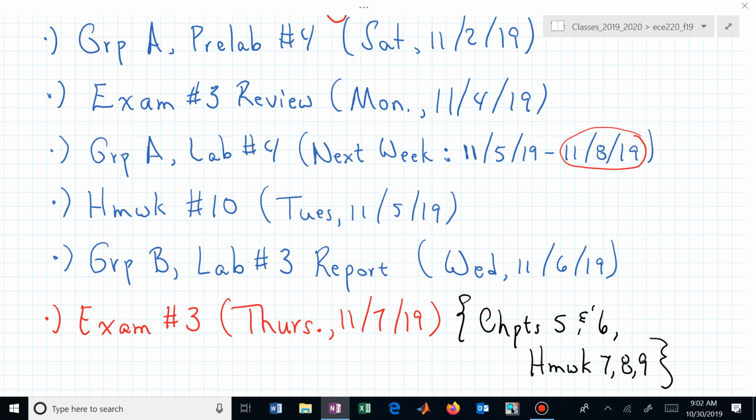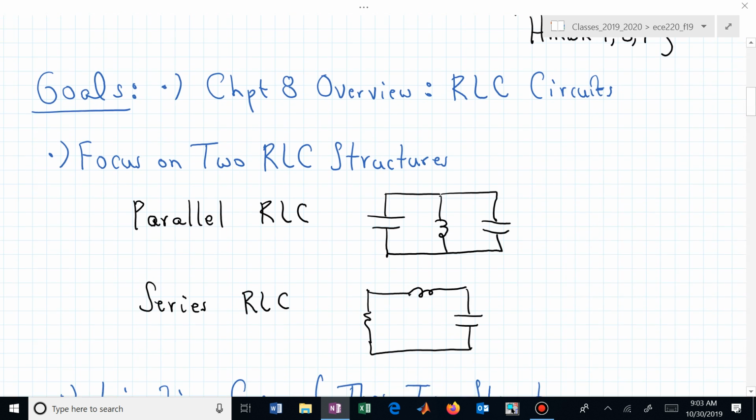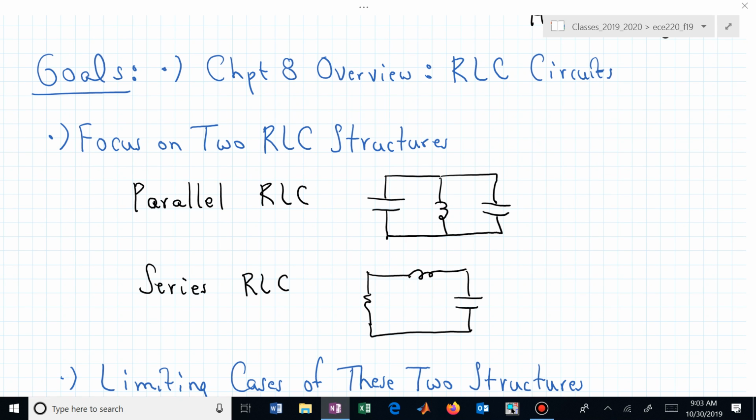Group B, I'm giving you a day off Friday, so you can write up your lab number 3 report since you completed that lab yesterday. You will then need to turn that in next Wednesday, the day before our exam, exam number 3. If you can keep all of this straight, good luck. I'm struggling, but you have it down.